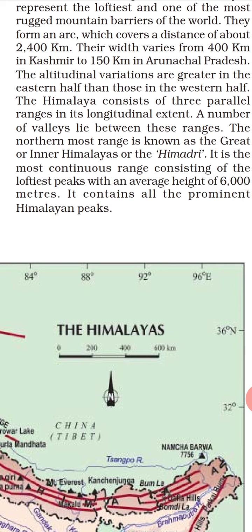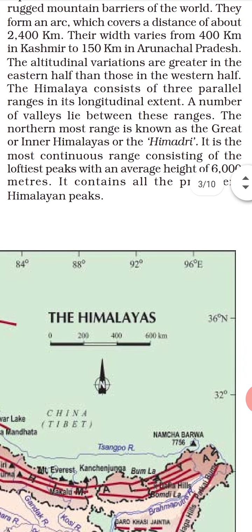Because of these altitudinal variations, the Himalayas consist of three parallel ranges in their longitudinal extent. And you know, students, a number of valleys lie between these ranges. The northernmost range is known as the Great or Inner Himalayas, or the Himadri. What do you mean by Himadri? Means a home of ice.